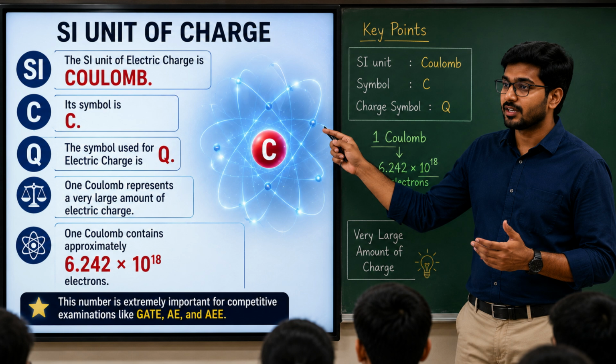Its symbol is C. The symbol used for electric charge is Q. 1 coulomb represents a very large amount of electric charge. In fact, 1 coulomb contains approximately 6.242 times 10 to the power of 18 electrons. This number is extremely important for competitive examinations like GATE, AE, and AEE.